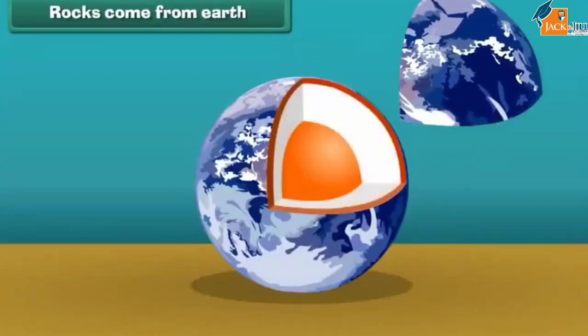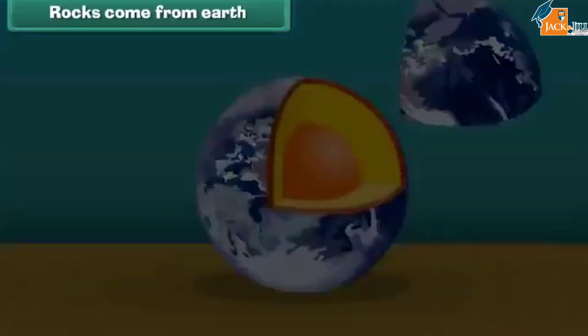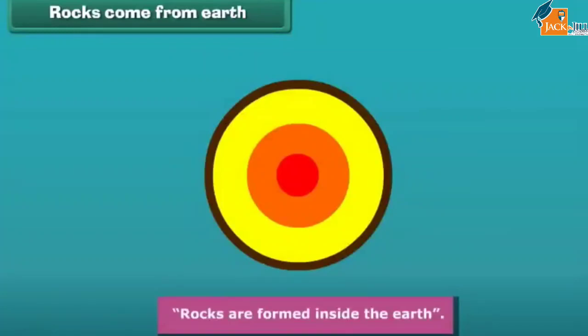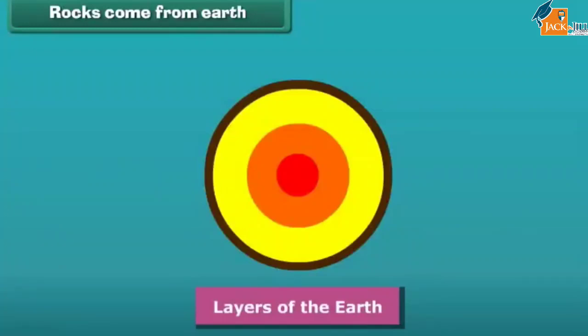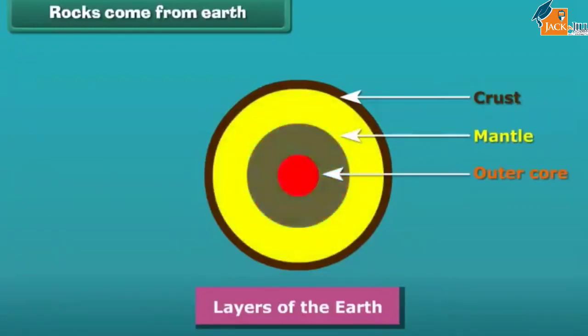All rocks come from the earth, and all the 3 layers of the earth are made up of rocks. So we can say that rocks are formed inside the earth. The outermost layer of the earth is called the crust, which is formed by solid rocks and soil. The middle and innermost layers are known as the mantle and the core respectively. The mantle and outer core are very hot due to high temperature, so rocks are found beneath in melted form. In the inner core, rocks are solid due to high pressure.